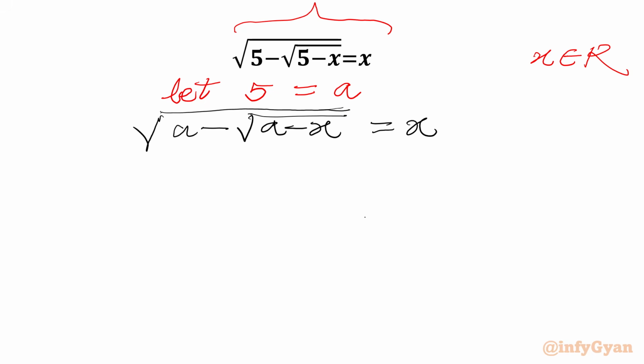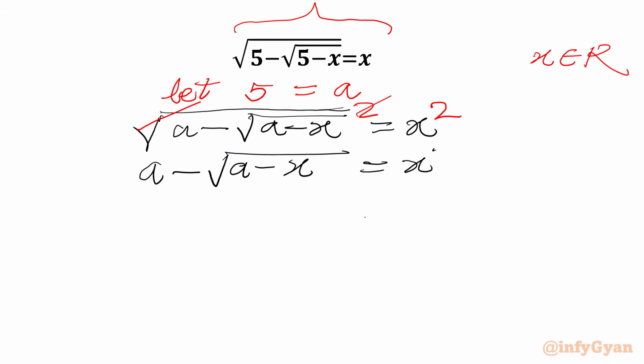Now we'll be squaring both sides to remove the square root from the LHS. We'll put power 2 on both the sides. Square root and square will cancel from the LHS. We will get a minus square root of a minus x equal to x square. After rearranging the terms, we will get a minus x square equal to square root of a minus x.